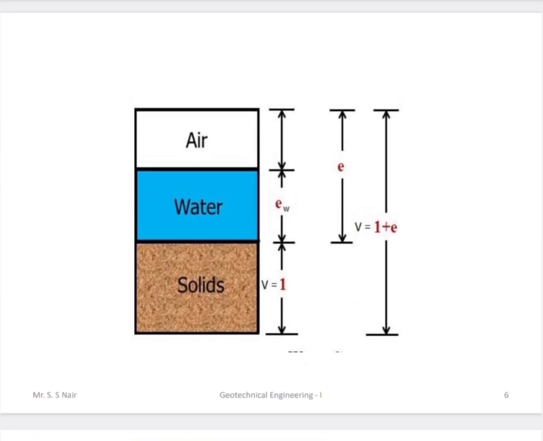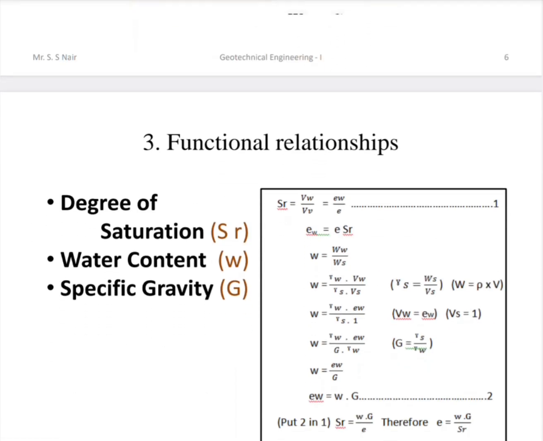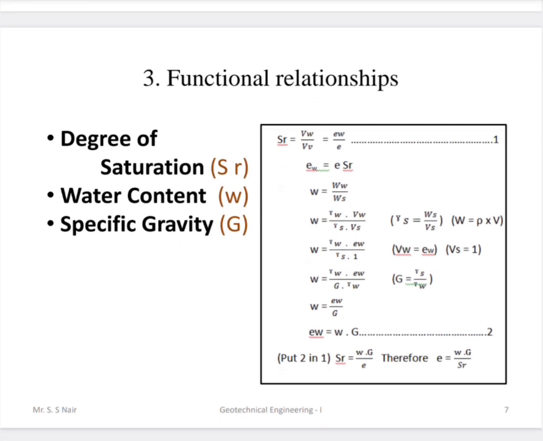Now let us assume the three-phase diagram where solid is 1, meaning 100%, and in the other layer we take water and air voids, that is E, and water voids, that is EW, and total volume will be 1 plus E. Using the above diagram we will have a relationship.